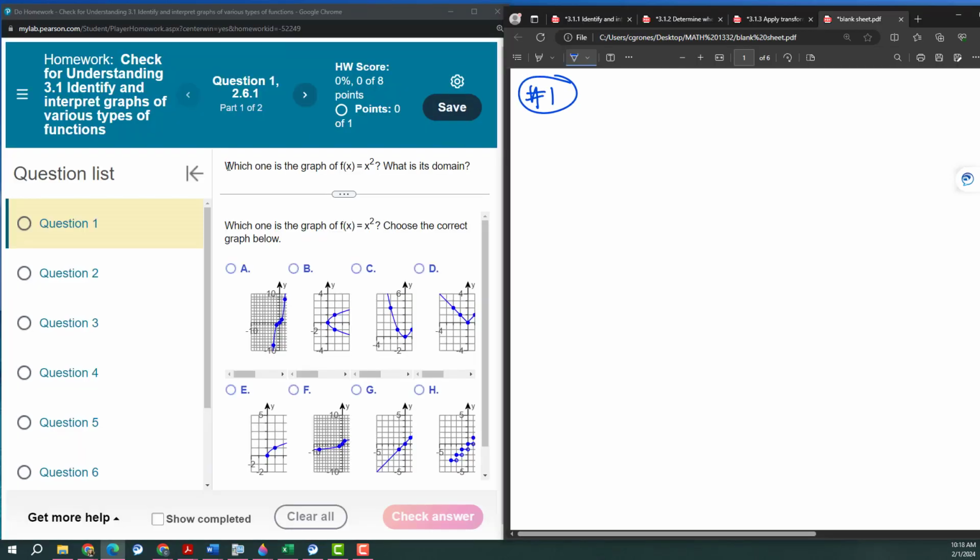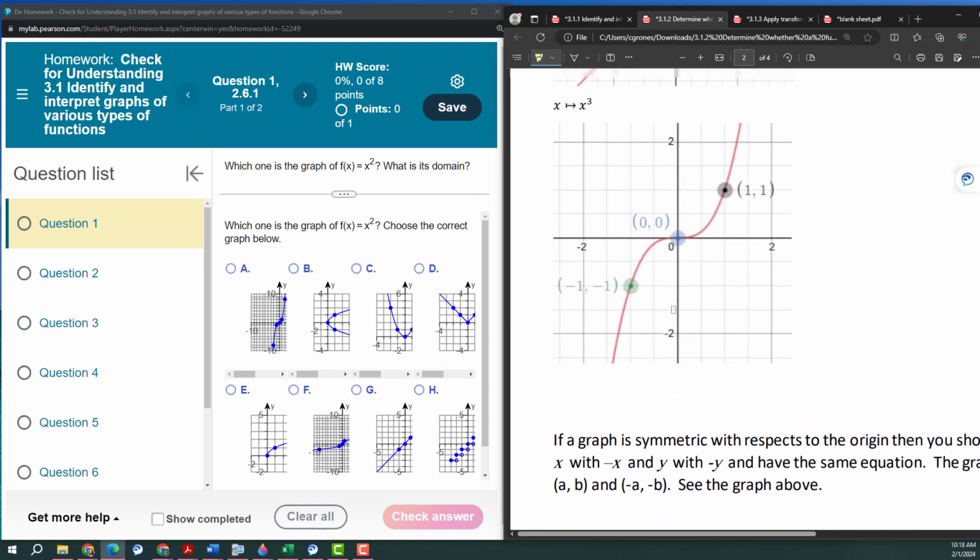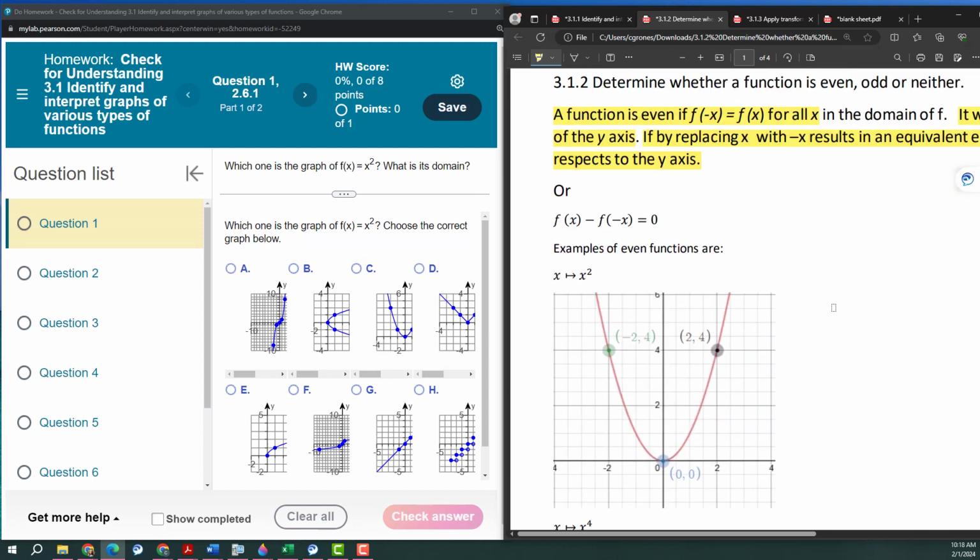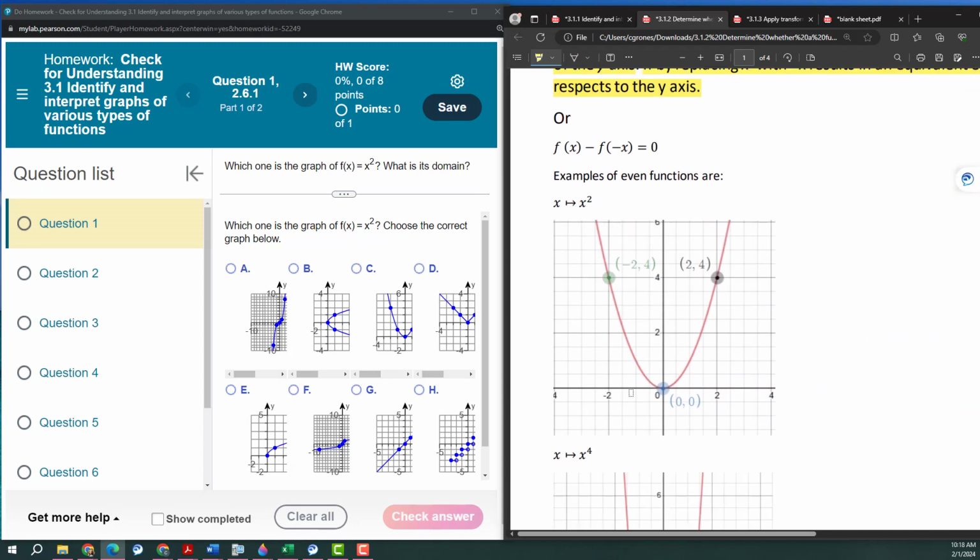Number 1 says, which one is the graph of f of x equals x squared? So they give us the graph, and we're not actually graphing it, but we are choosing from our multiple choice. This one we just went over in the notes. The f of x equals x squared is our parabola. So if you look over here, this is what it would look like.